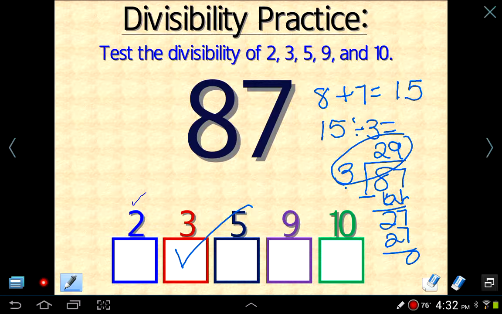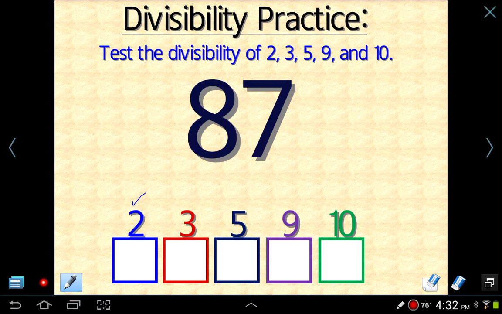So we have these little divisibility rules. The rule for 3 is almost the same as the rule for 9, so while we're at it, let's just do 9. Check off the 3. We know that works. This was a no.